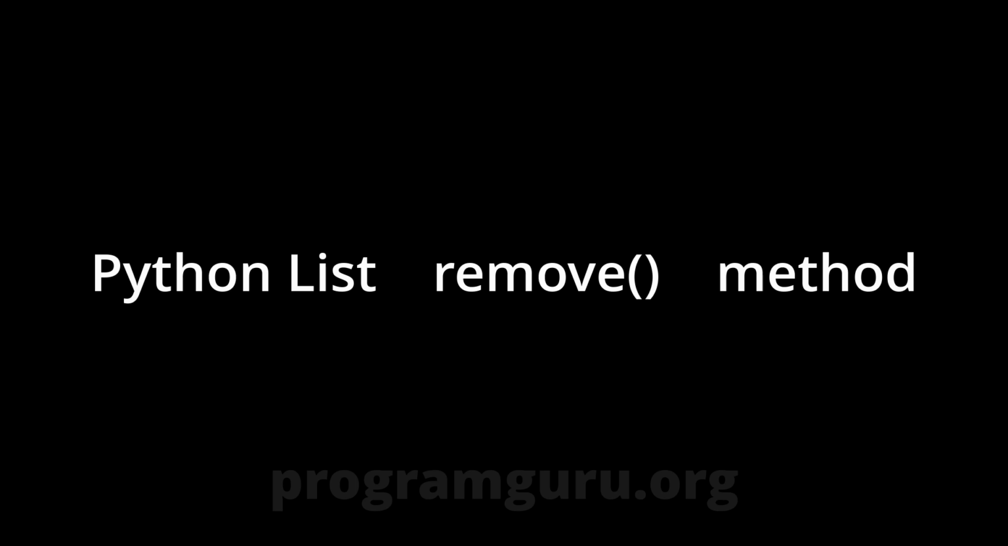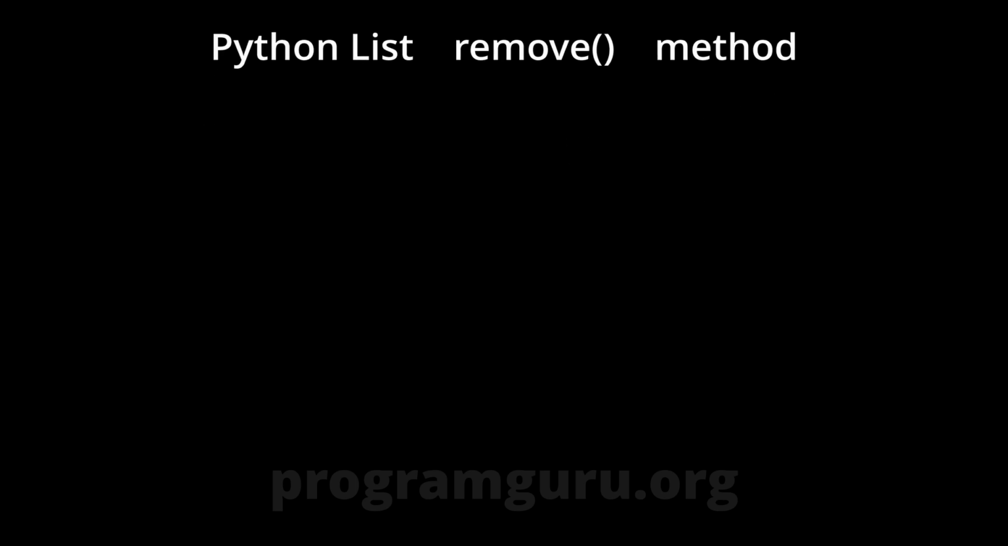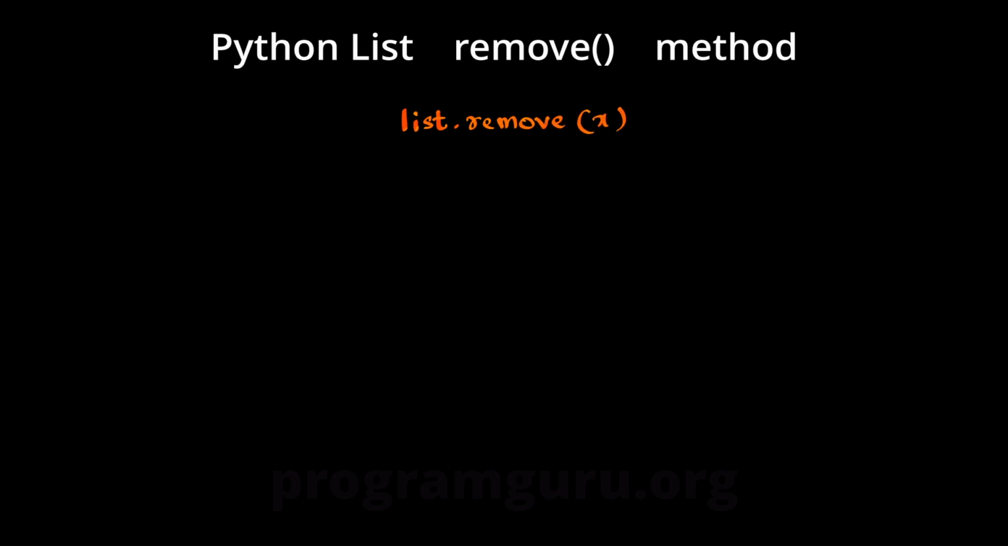Python list remove method. In this video, we will learn about remove method of list object, its syntax and examples. Remove method removes the first occurrence of a given item in the list. The syntax of remove method is remove(x), where x is the item that we would like to remove from the list.